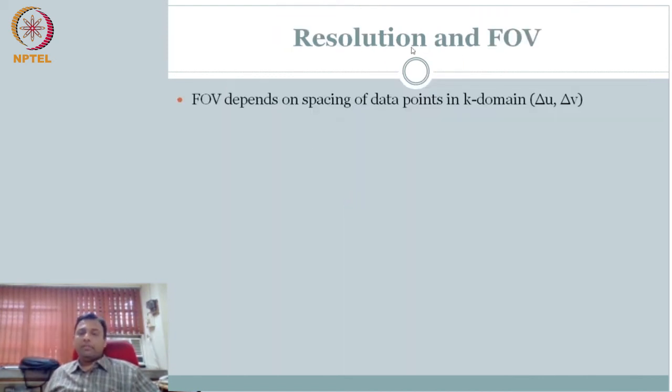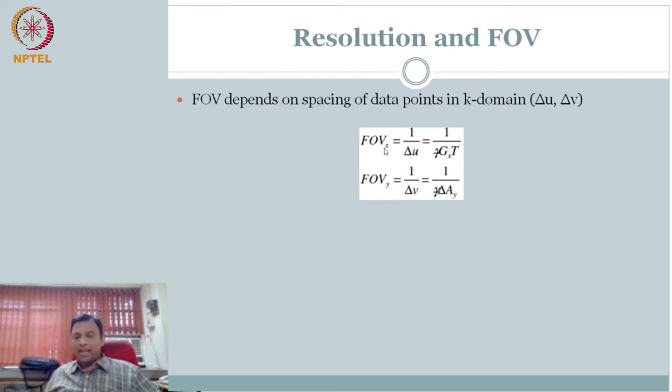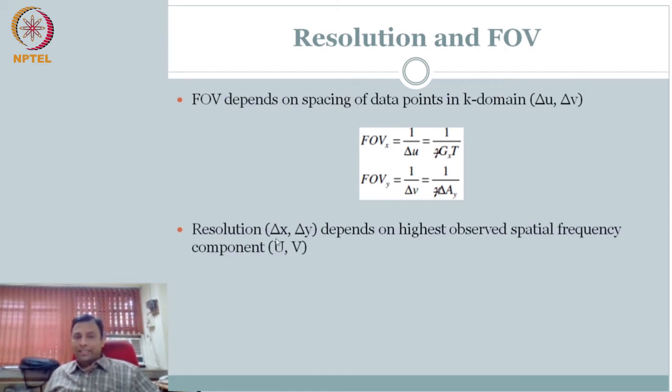So the relationship between resolution and field of view depends on spacing between points in K domain, which is delta u and delta v. Likewise, right? So field of view x is 1 by delta u, y is 1 by delta v, which we saw before. Likewise, your resolution delta x, delta y depends on the highest observed spatial frequency, which is u and v. Which is intuitively making sense. Highest frequency is going to dictate your resolution, right?